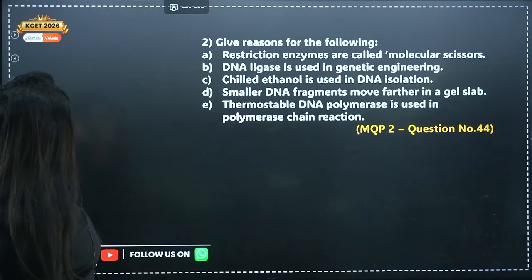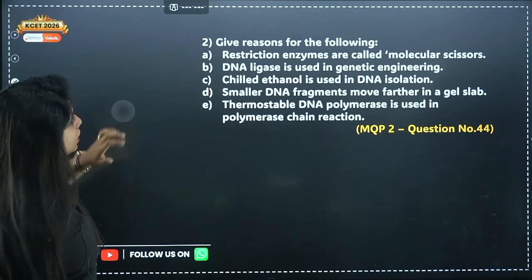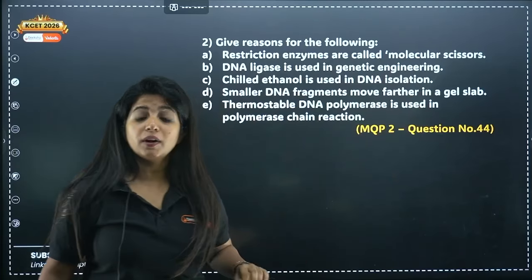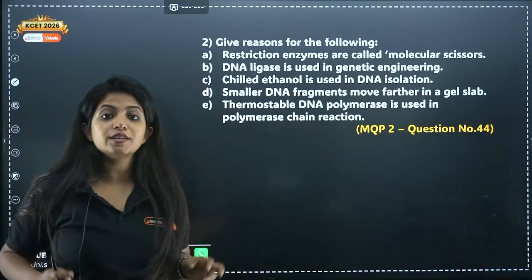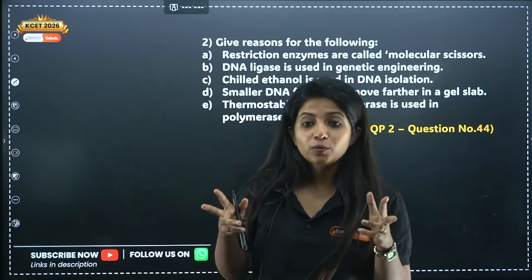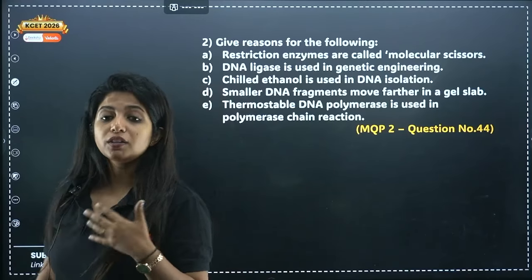Now, next question. Give reasons for the following. Restriction enzymes are called molecular scissors. Why do you think restriction enzymes are called molecular scissors? Because, my dear children, they are responsible for cutting the DNA molecules. That is why they are known as molecular scissors.